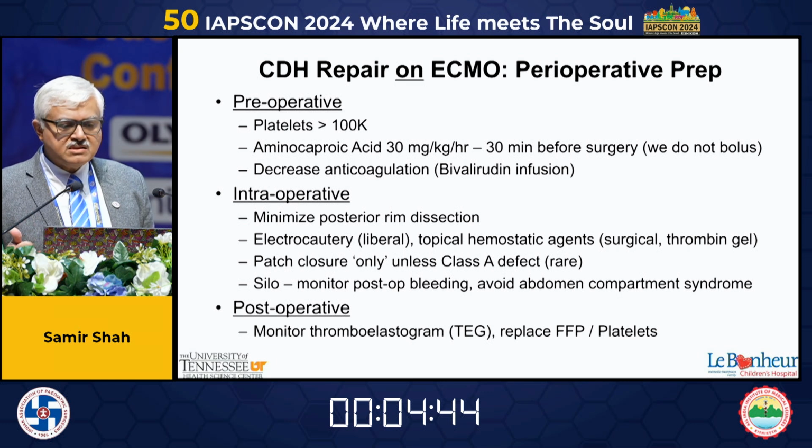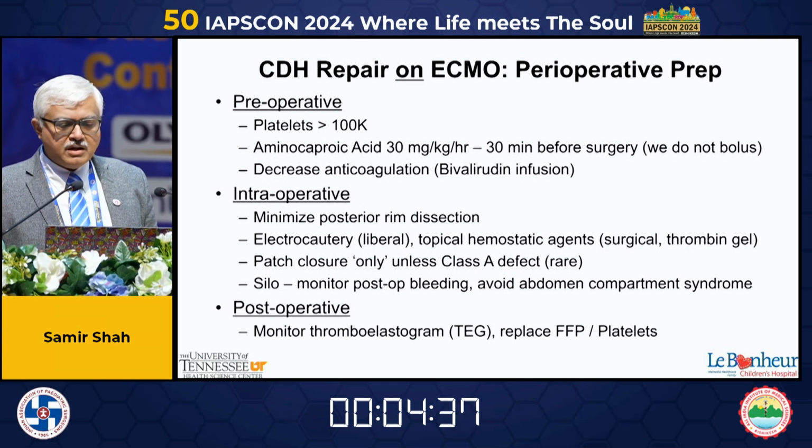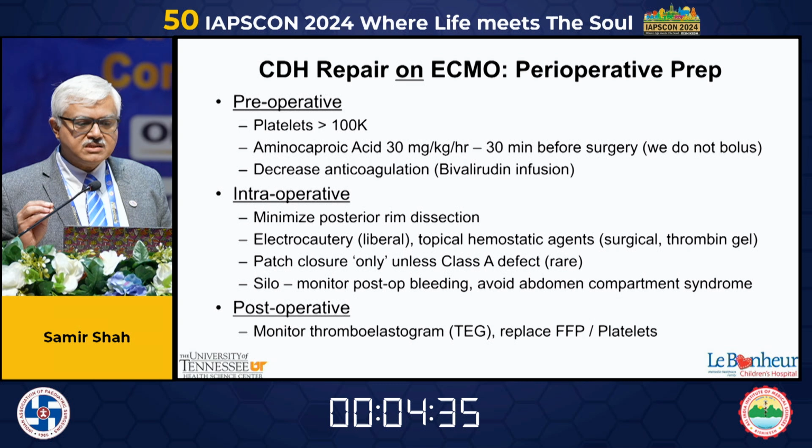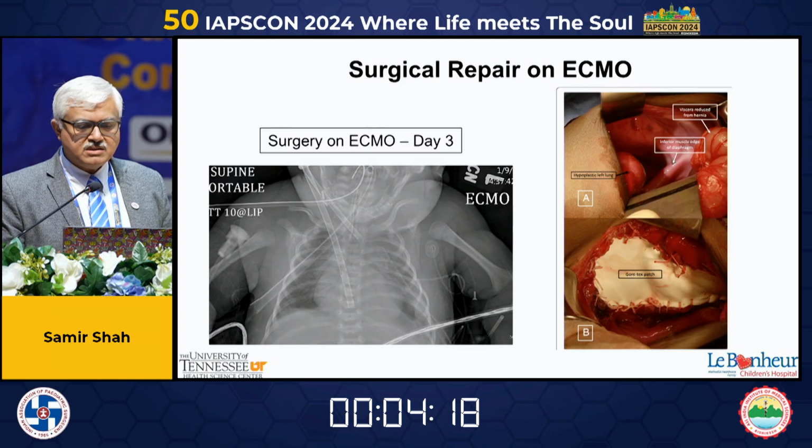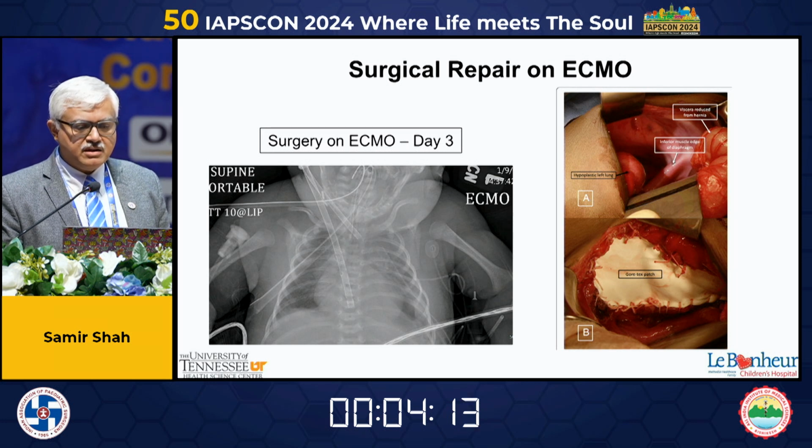This is how we do our perioperative management. We keep our platelets up. We use Amicar in these patients. We always use bivalirudin in these patients, not heparin. Our intraoperative management is really minimal posterior rim dissection, liberal cautery utilization, patch closure only, and we use a silo in all our patients just so that we do quick surgery and we come out. Postoperative management is by replacing FFP and platelets.